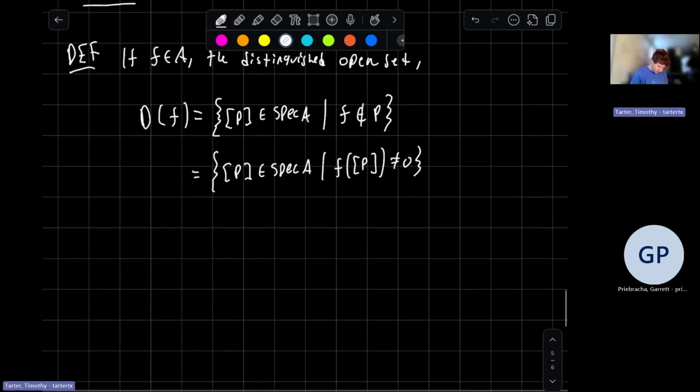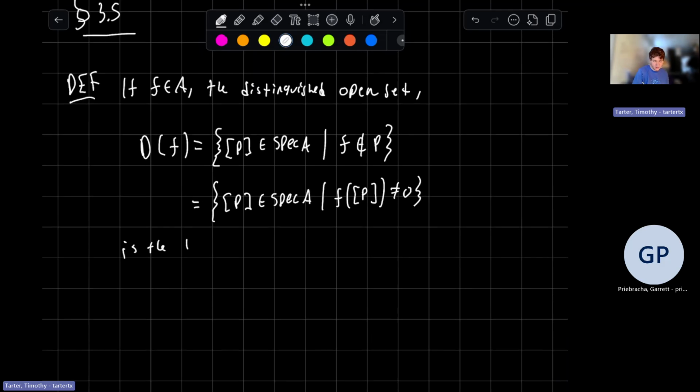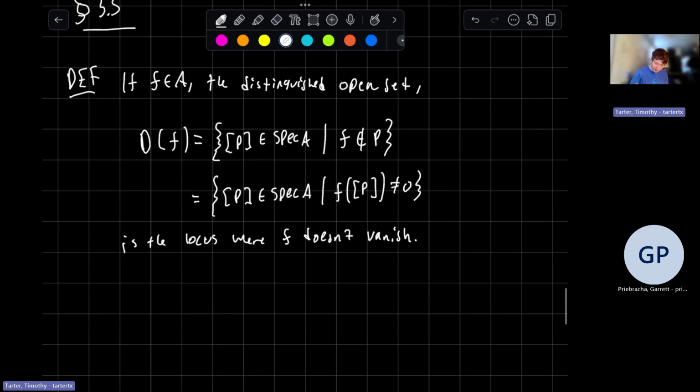And so basically, this is the locus where F doesn't vanish. Often, as a remark, we're going to write this the way he says that he privately writes this to himself, as D F not equals 0.